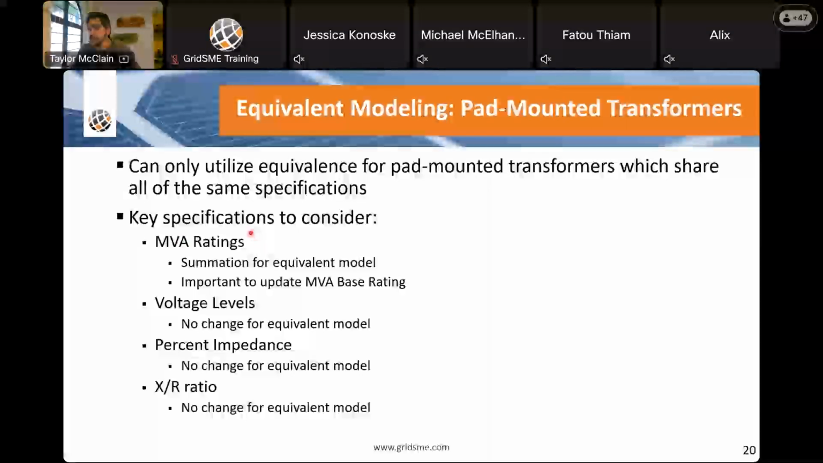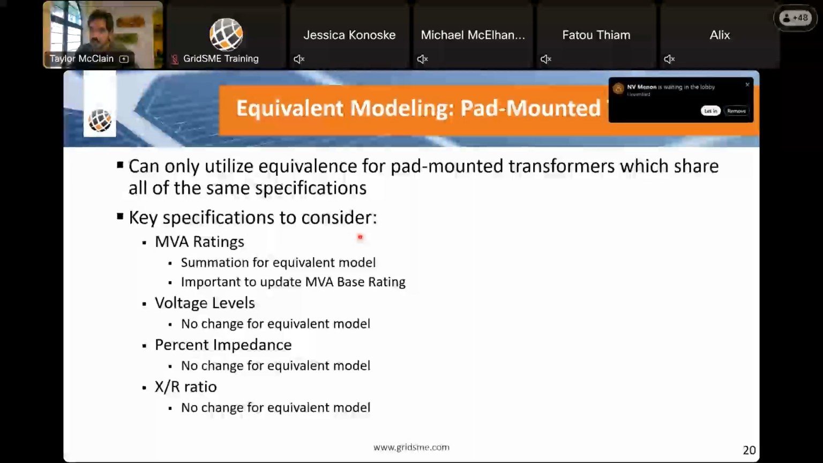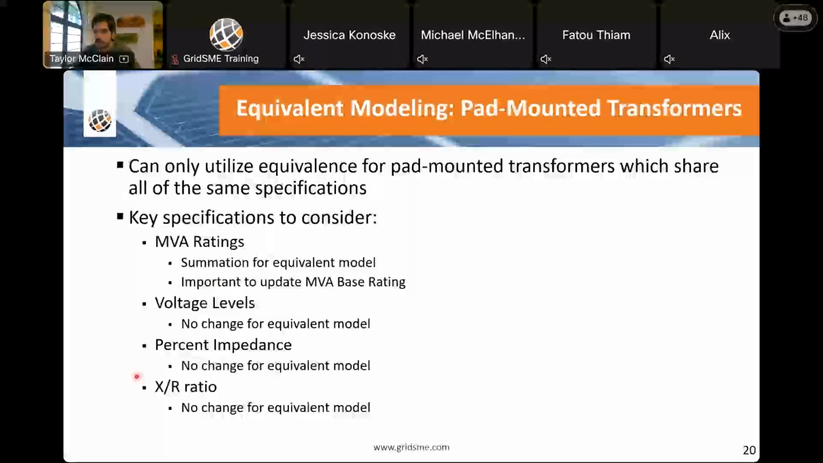For the MVA ratings, you're actually going to just add the MVA ratings on top of each other. It is important to remember that as you add multiple transformers, let's say you had 10 pad mount transformers, they were all rated at 5 MVA, you are going to say that transformer has a 50 MVA rating, and you also need to ensure you update the MVA base rating to be 50 instead of the 5 of a single transformer. For voltage levels, percent impedance, and X/R ratio, there are no changes that you have to do. They are left the same, and for that reason, you can't combine transformers that have different characteristics or specifications such as this.